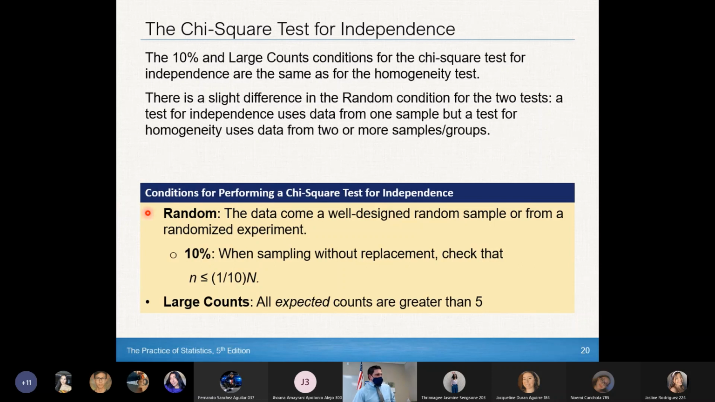Right. So we have our conditions here. Random: the data come from a well-designed random sample or a randomized experiment. 10% and large counts are the same as we've seen.